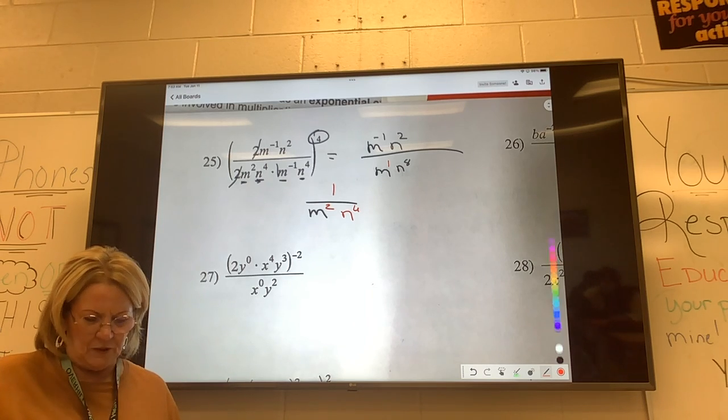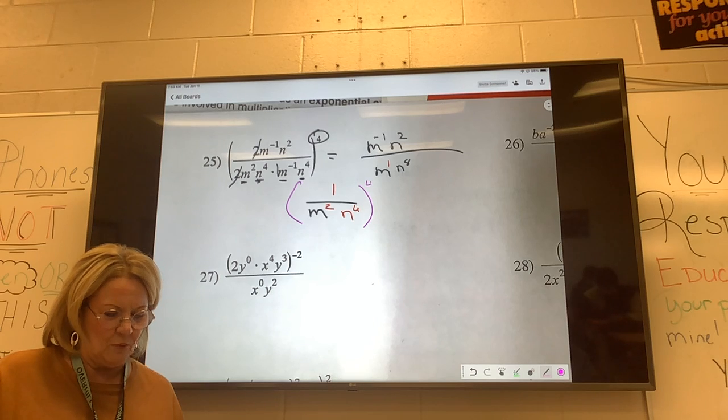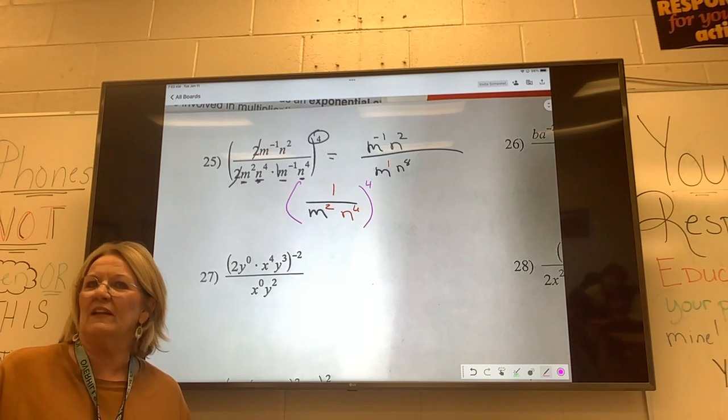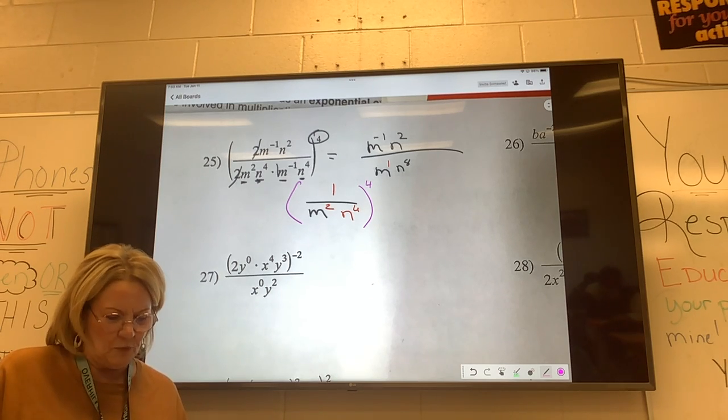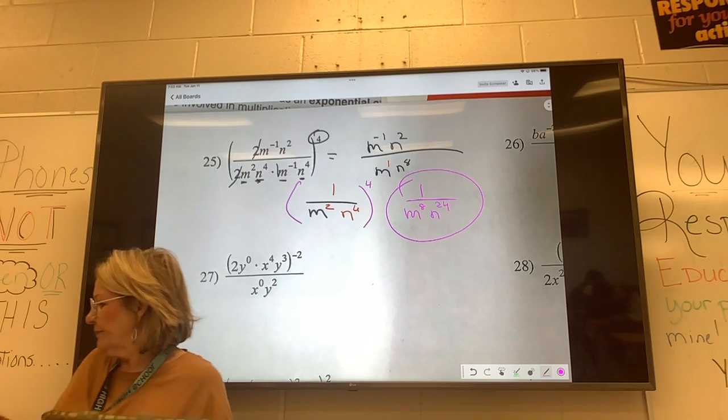Now I cannot forget. Now I have to remember, go back and put that 4 back on the outside. Now I've got to clean that one up. 1 to the 4th power is still 1. When you have a power to a power, you multiply exponents. So I have an m8 and an n24. And that's my answer.